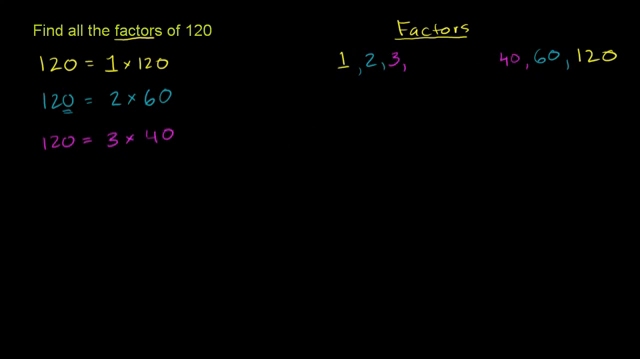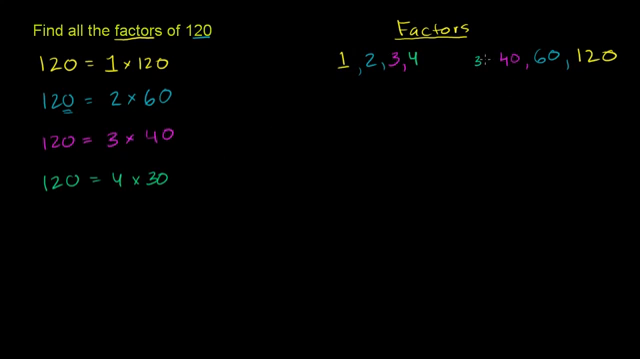Now let's see if 4 is divisible into 120. We saw the divisibility rule for 4 is you ignore everything beyond the tens place, and you just look at the last two digits. The last two digits are 20. 20 is definitely divisible by 4. So 120 will be divisible by 4. 4 is going to be a factor. To figure out what we multiply 4 by to get 120, you could do it in your head. 12 divided by 4 is 3. So 120 divided by 4 is 30.